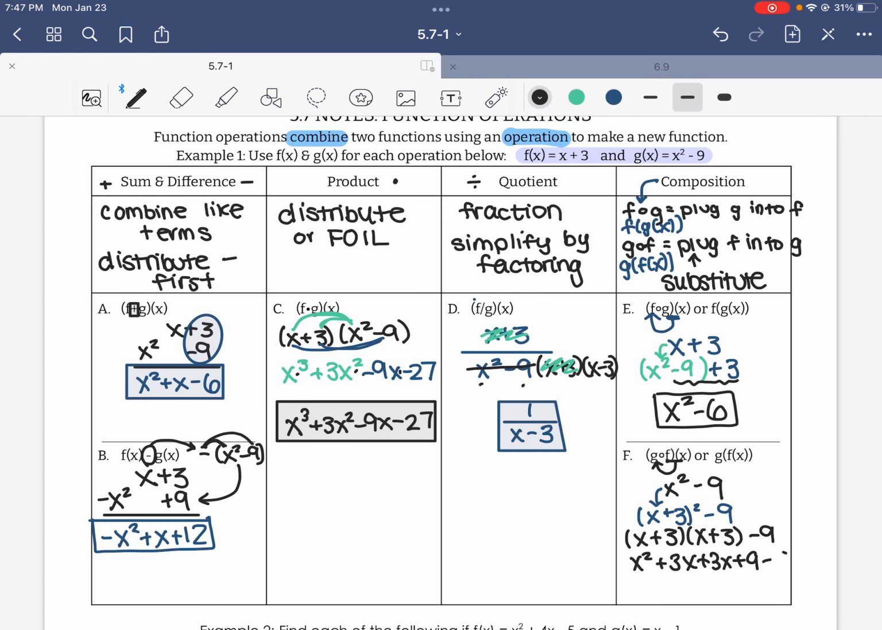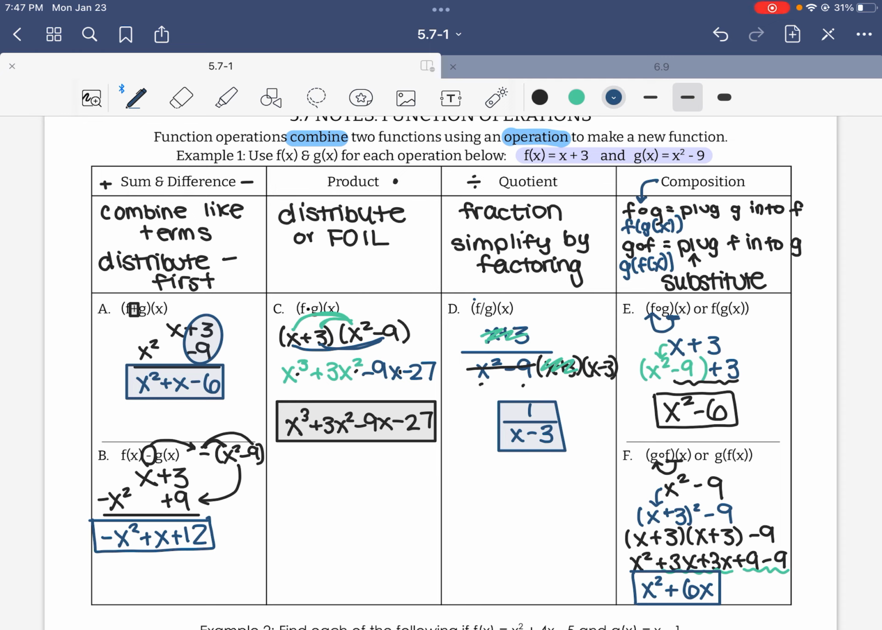And then you keep that minus 9 at the end, and you combine like terms. 3x plus 3x is 6x, and 9 minus 9 is 0, so you don't have to write it at all. And then the x squared didn't have any like terms, so it just stays in front. And those are your 4 operations.